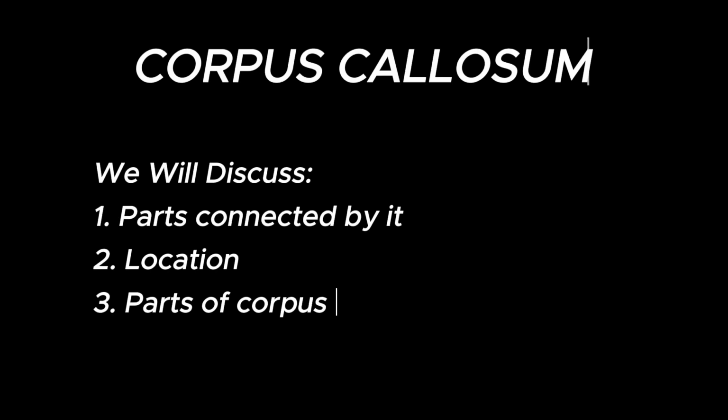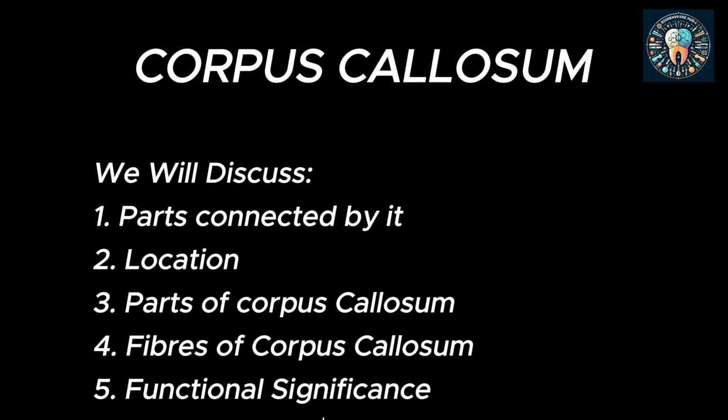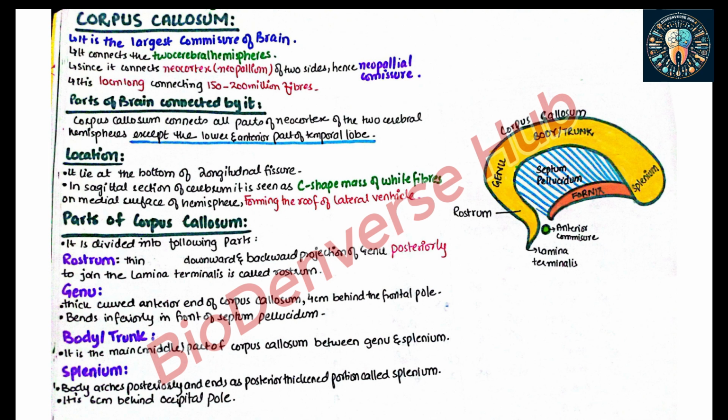Today in the playlist of Neuroanatomy we will be discussing the corpus callosum. As you all know, the corpus callosum is a commissure of the brain, and commissures are those structures that serve the function of connection. Hence the corpus callosum is the largest commissure of the brain. It connects the two cerebral hemispheres.